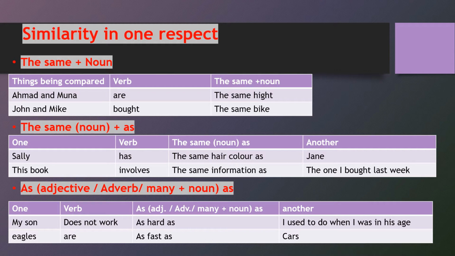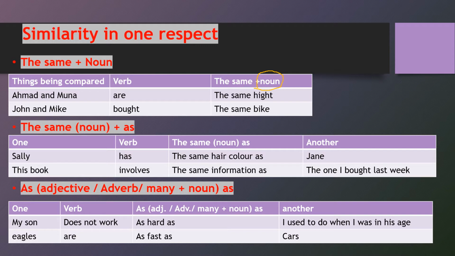Let's have a look. First of all, we have the tool the same. However, it needs to be followed by a noun. Let's look at the structure. In the first column, you are inserting the things that are being compared, just like the second one when we mentioned alike. The two things that you are comparing, and then you have the verb, and then you have the tool followed by the noun.